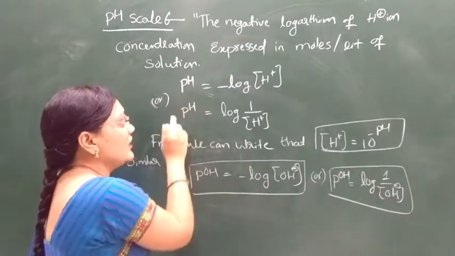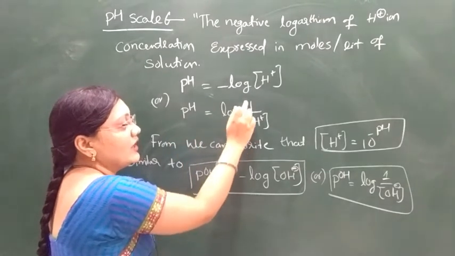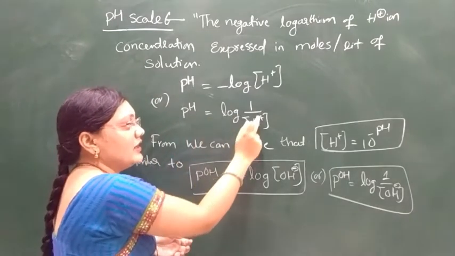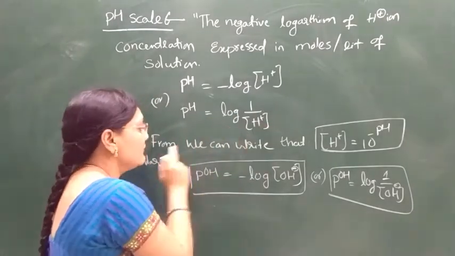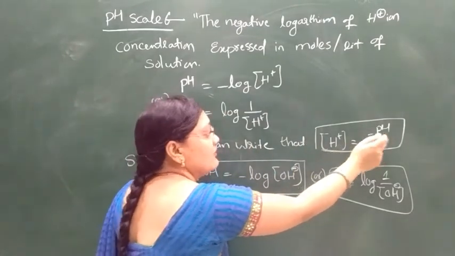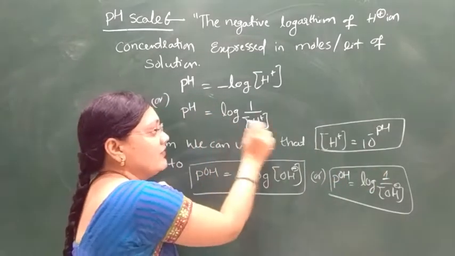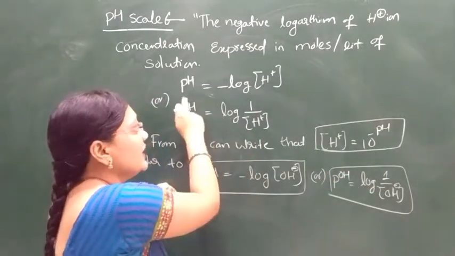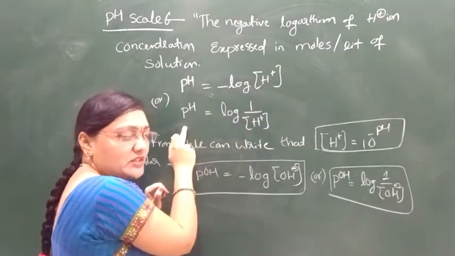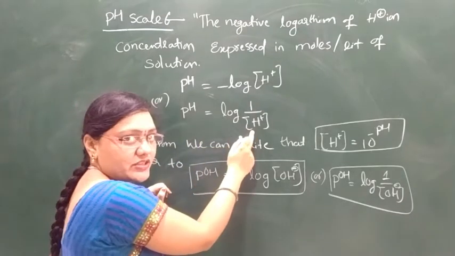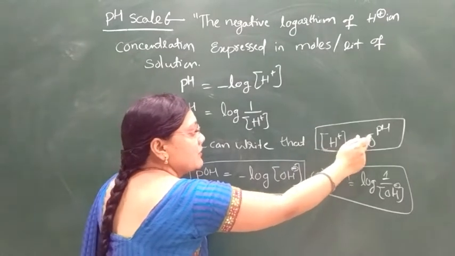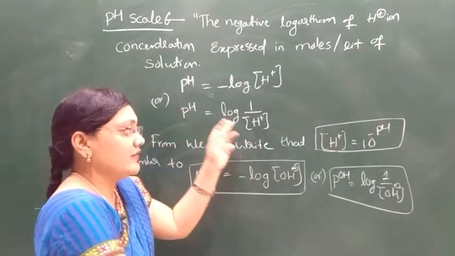Then pH is equal to log 1 by the concentration of H plus ions. From this we can write that the concentration of H plus ions is equal to 10 to the power of minus pH. These three formulas are very important. pH equals minus log concentration of H plus ions, or pH equals log 1 by concentration of H plus ions, and then the concentration of H plus ions equals 10 to the power of minus pH. This is very important.